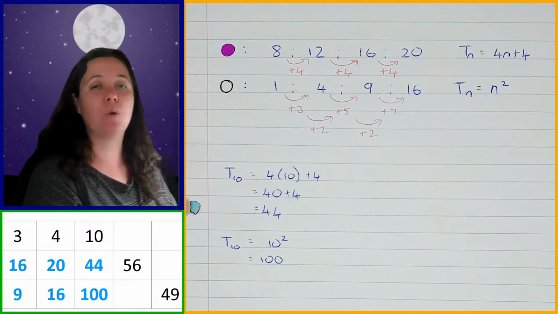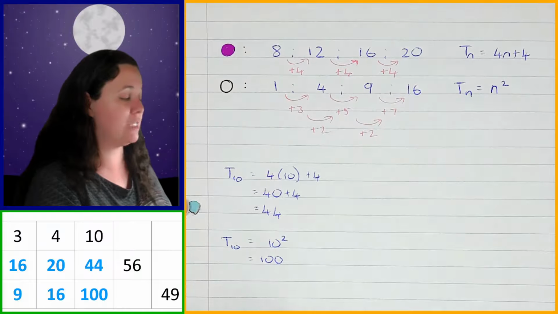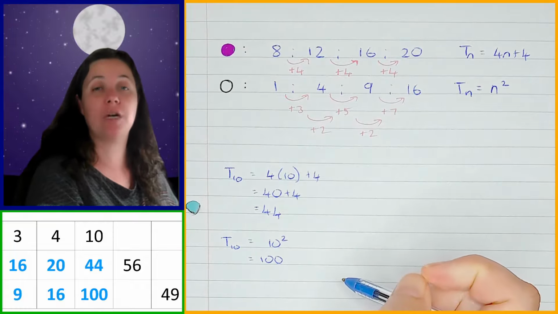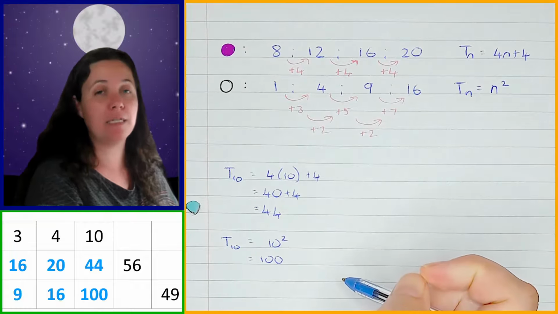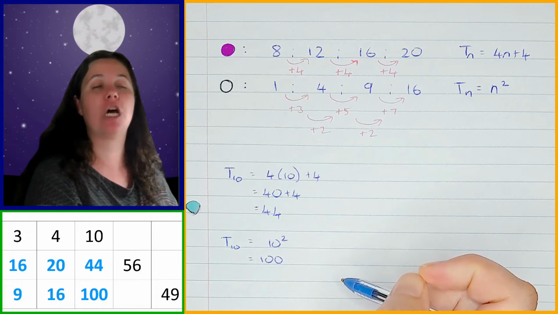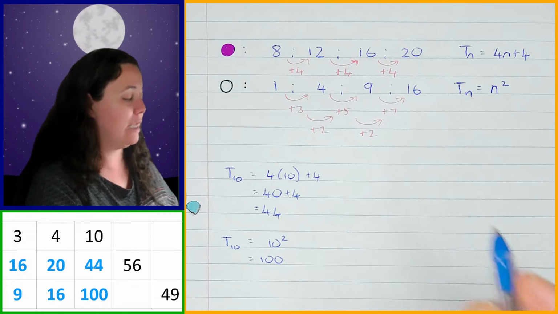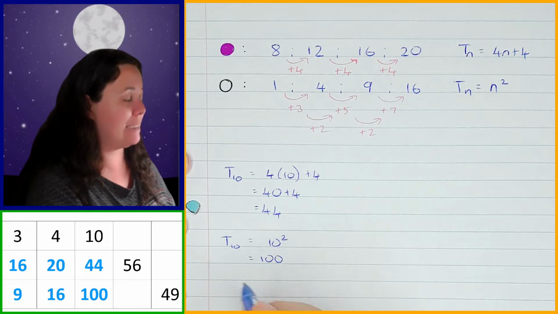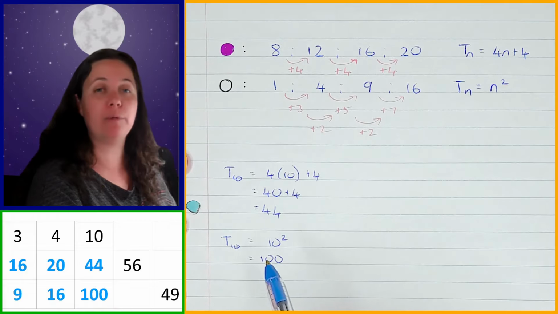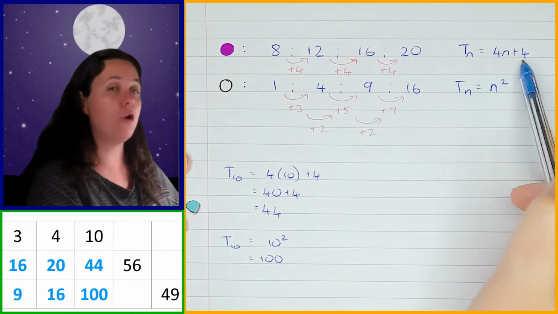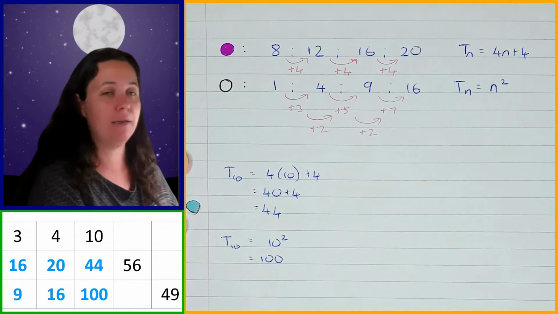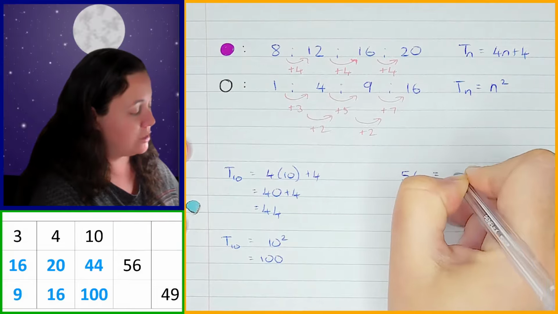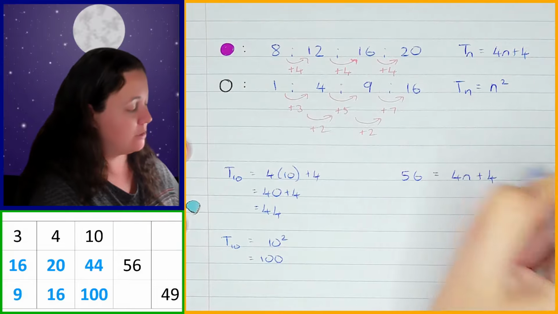Okay, then for the next one, we've been given the number of purple dots, and we've been told that there are 56, and we need to work out, first of all, which structure has 56 purple dots in it, and then use that to help us to work out how many white dots there will be. Okay, so for this one, I'm working with 56, and it is the number of purple dots. So I'm going to be working with the formula for purple dots. Okay, so over here, I'm going to have 56 equals 4n plus 4.